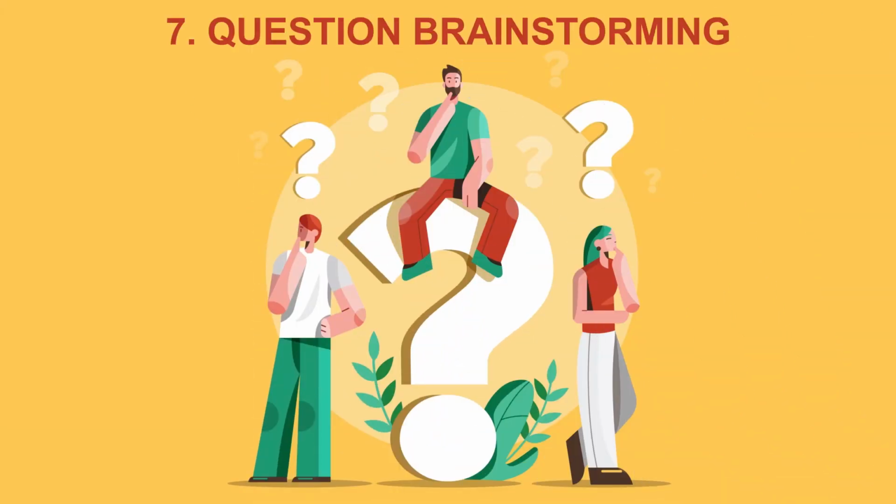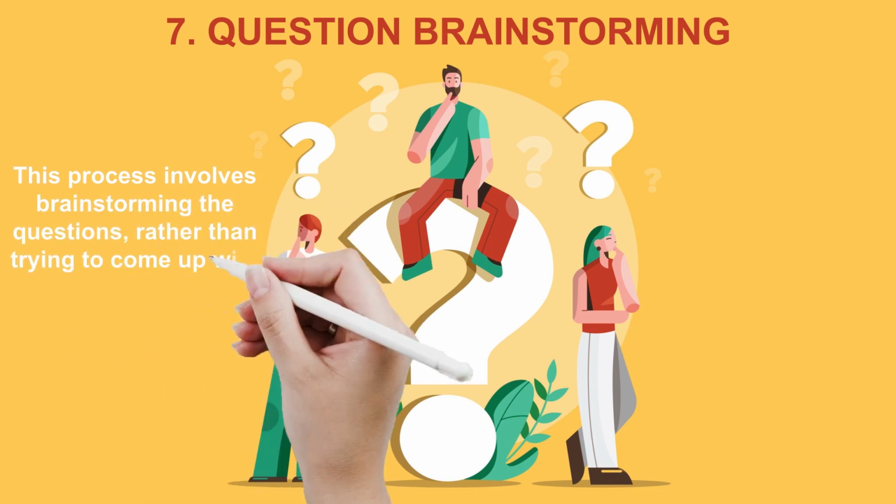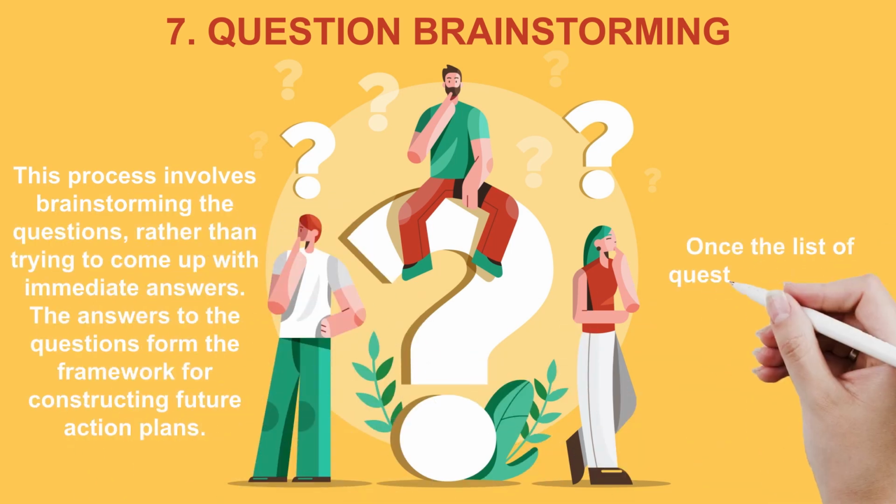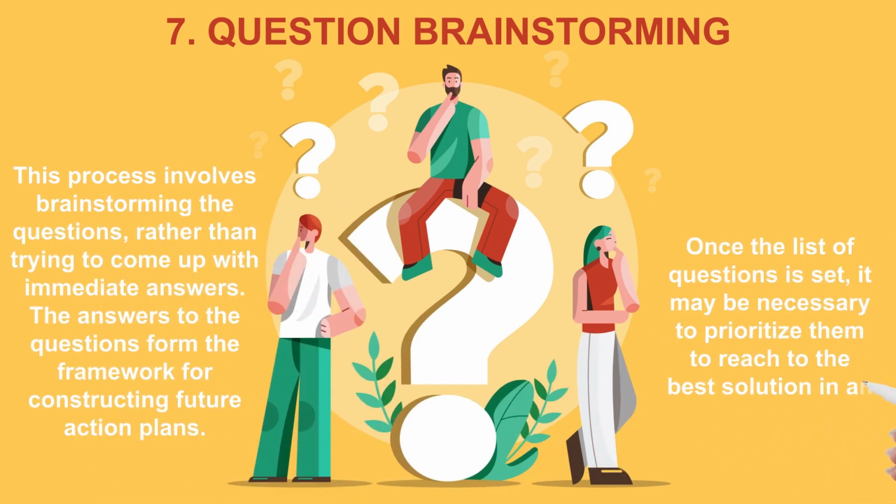7. Question brainstorming. This process involves brainstorming the questions, rather than trying to come up with immediate answers. The answers to the questions form the framework for constructing future action plans. Once the list of questions is set, it may be necessary to prioritize them to reach the best solution in an orderly way.